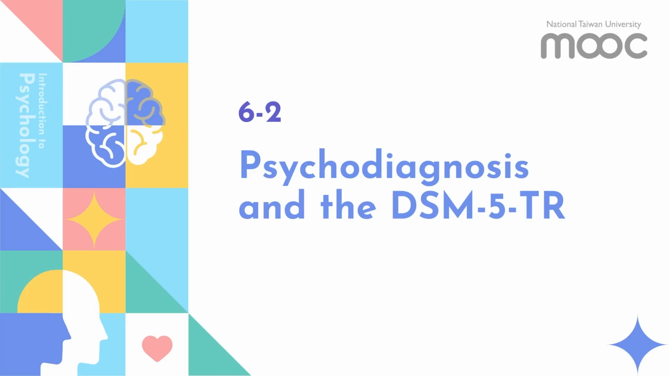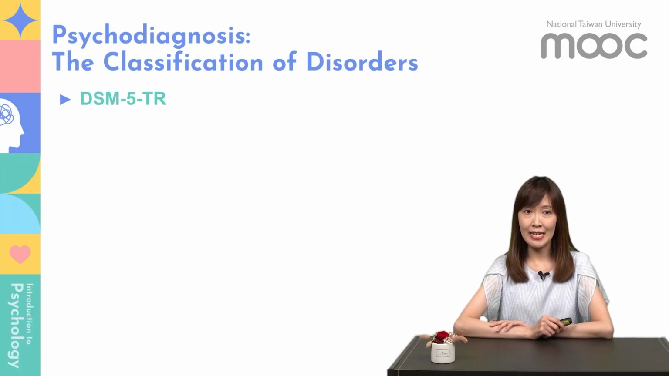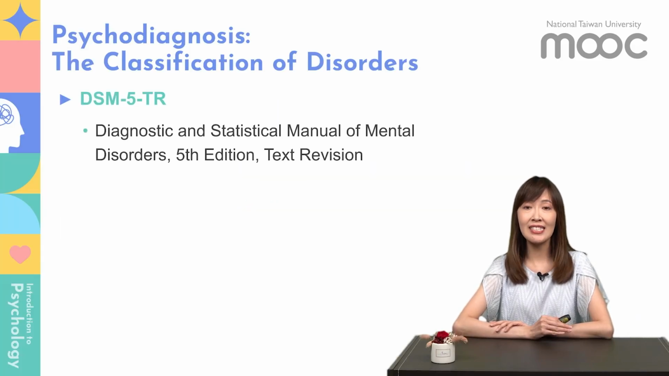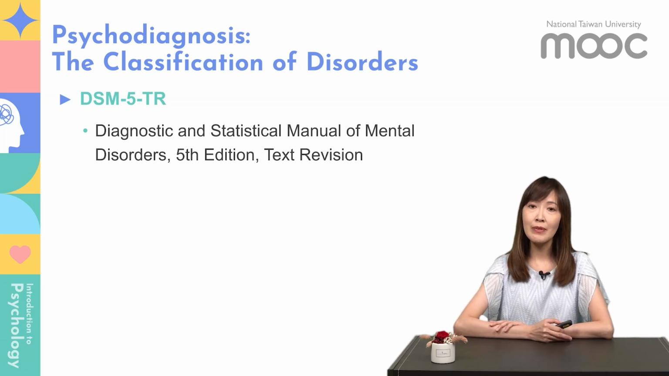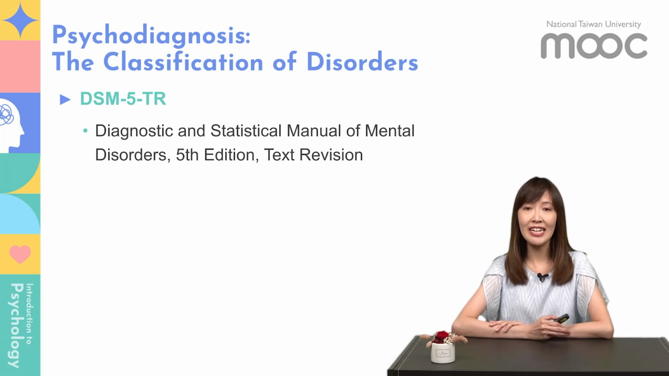Now we know how to define abnormal behavior, but we still need a more systematic and standardized way to make diagnoses for psychological disorders. So now let's look at DSM-5. So DSM stands for Diagnostic and Statistical Manual of Mental Disorders, and it's published by the American Psychiatric Association, and now it's in its 5th edition.